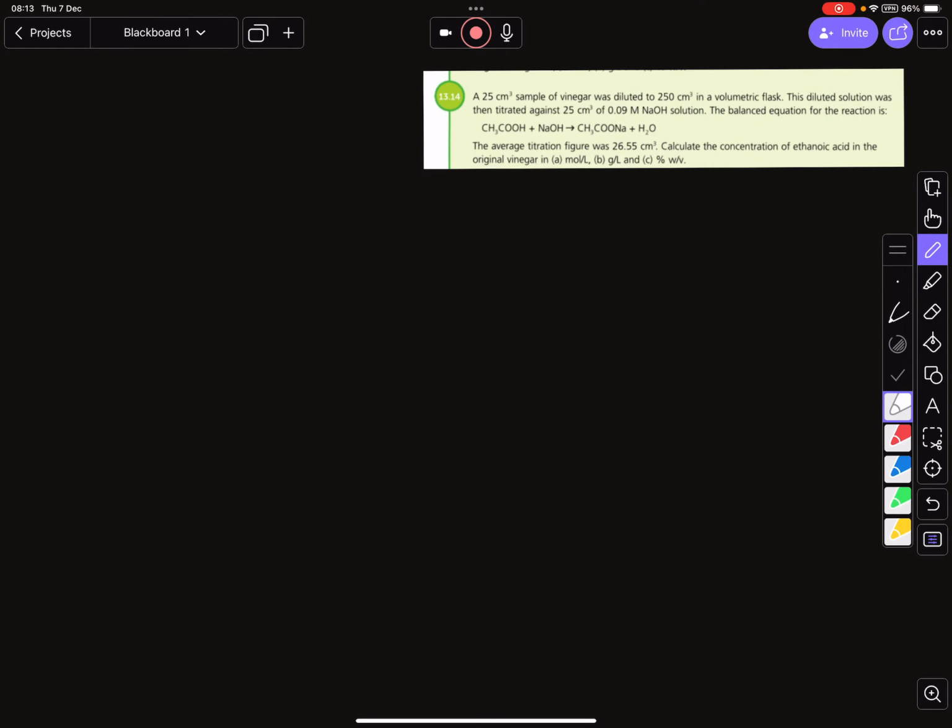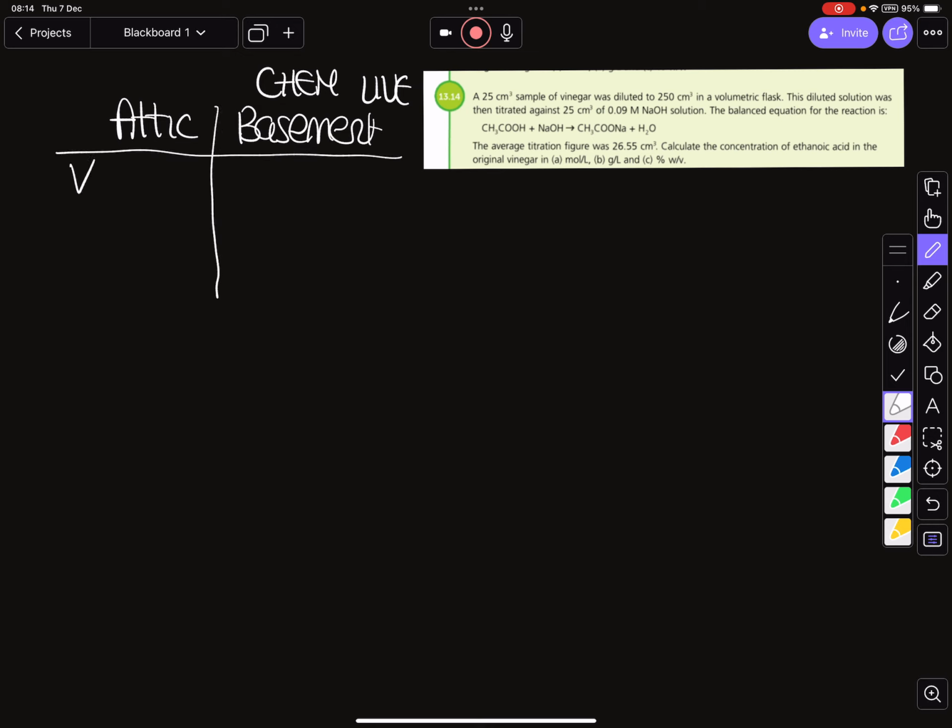Okay, so we are going to look at Chem Live, question 13.14. It is an ethanoic acid titration. So as always, the first thing we do is we work out attic and basement. We always know what goes in the basement will not be a whole number, so that's what we're scanning down through our question to find.